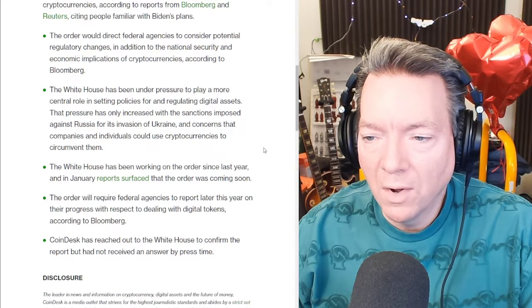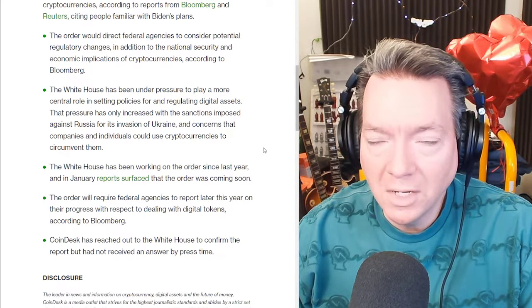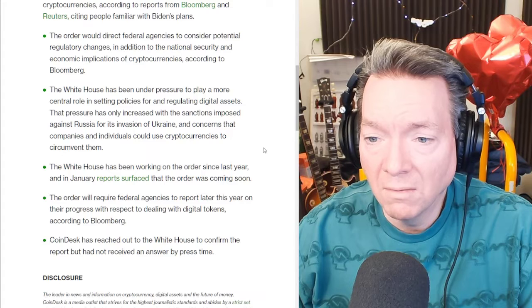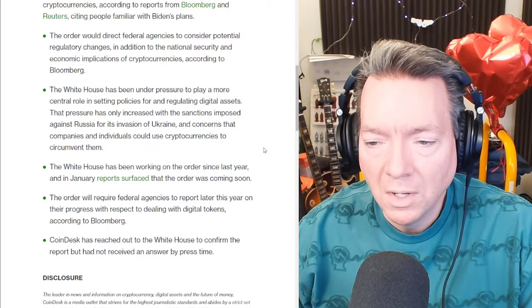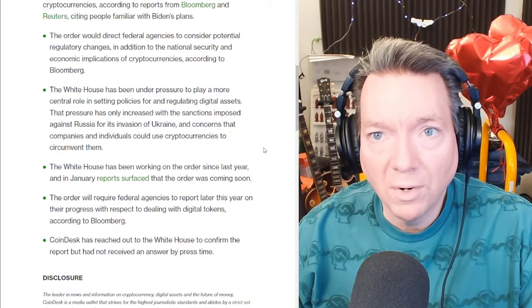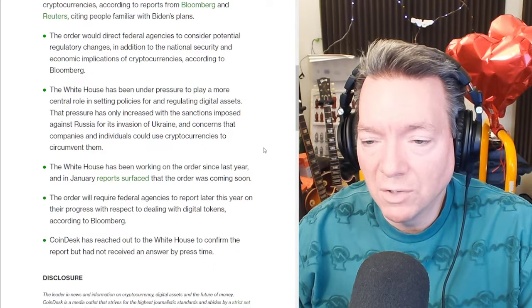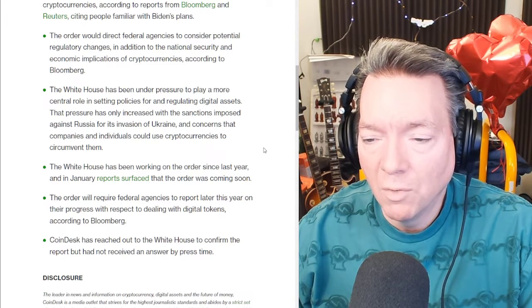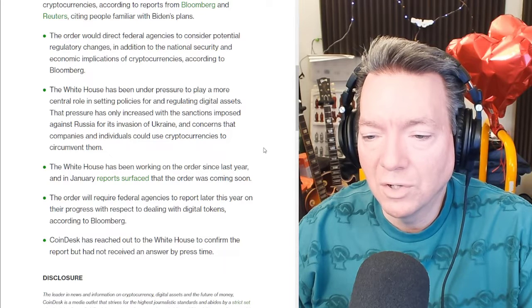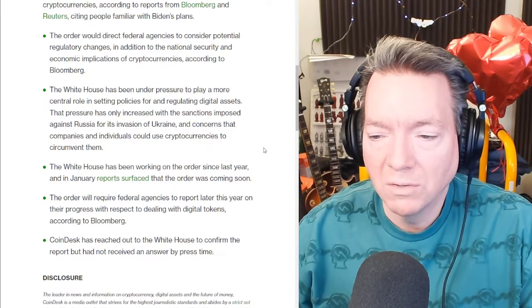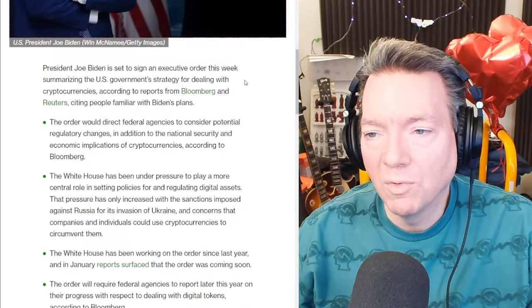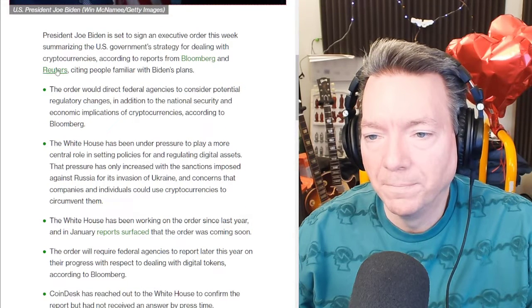The White House has been working on the order since last year. It takes them a long time to do a little bit of anything. In January, reports surfaced that the order was coming soon. The order will require federal agencies to report later this year on their progress with respect to dealing with digital tokens, according to Bloomberg. CoinDesk has reached out to the White House to confirm the report, but blah, blah, blah.